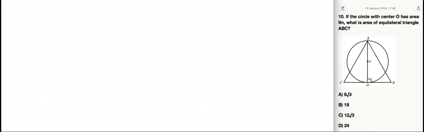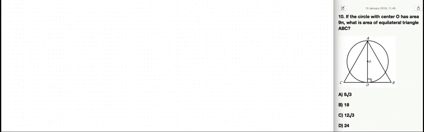It's on the side there on the right. I'll read it. It's problem number 10. If the circle with center O has area 9 pi, what is the area of equilateral triangle ABC? All right, so hopefully we know that an equilateral triangle has all side lengths the same. That's going to be crucial.